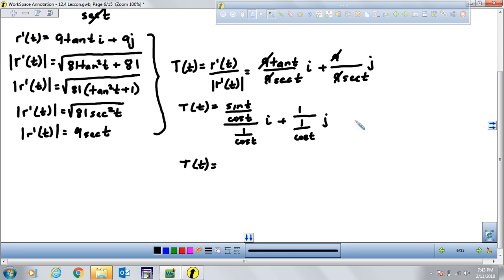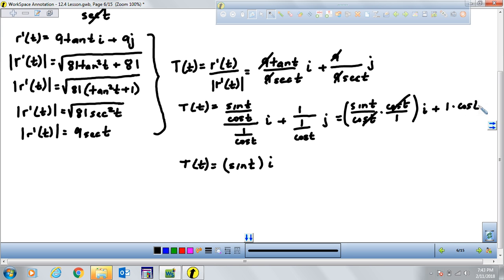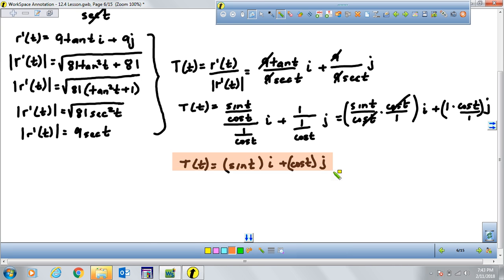right here we flip this over, that's going to become sine of t divided by cosine of t times cosine of t divided by 1. Cosine can be reduced, so that leaves me with sine of t over 1. That's my i component, which is just sine of t, i. Then 1 divided by 1 over cosine, we can flip that over, and that's going to be 1 times cosine of t over 1, and that's my j component, which is just the same as cosine of t, j. And this is the unit tangent vector.